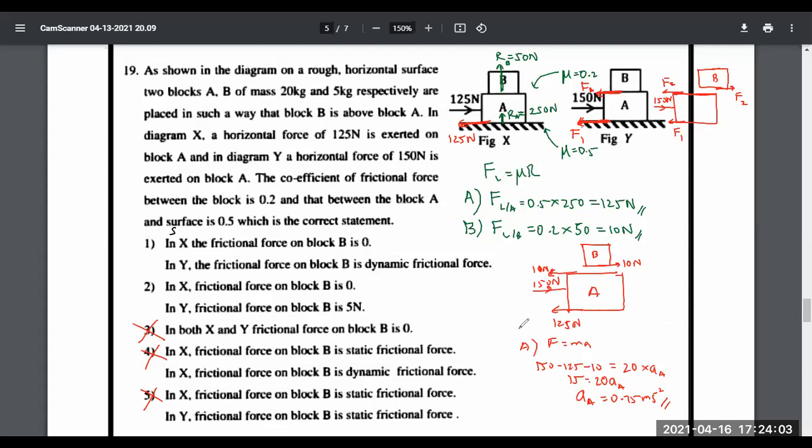And if you apply F equals ma for B, what is the resultant force acting on B? 10 Newton. And what is the mass of B? It is 5, into acceleration of B. So B will be accelerating at 2 m/s squared on top of A. So B is going to have a different acceleration compared to A. Therefore, B will be moving on top of A as well. Right. So how is this possible?